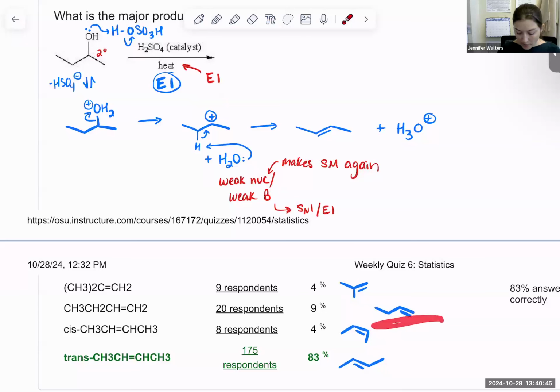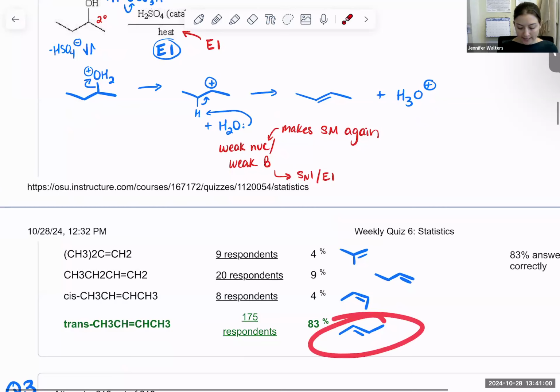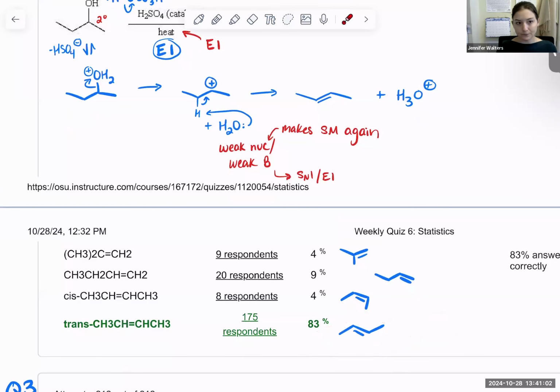The Hoffman product is less stable. You would only do that with E2 and a bulky base, so we're not going to form that one. This is the cis alkene, so it is more substituted, but now my big groups are close together. So I'm not going to make the cis alkene. So the trans alkene was the only correct answer.